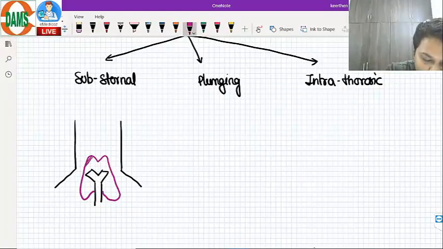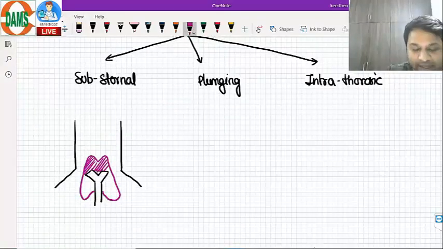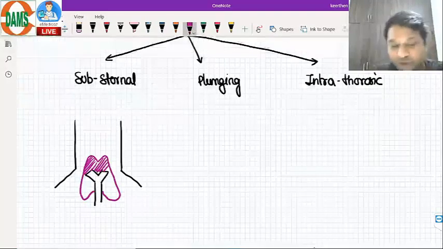So a part of the swelling is visible in the neck, and the rest of the gland stays inside the thoracic region or below the neck level. This is called a substernal goiter.